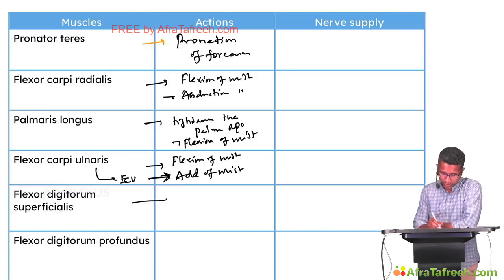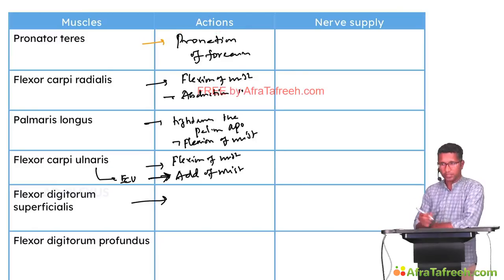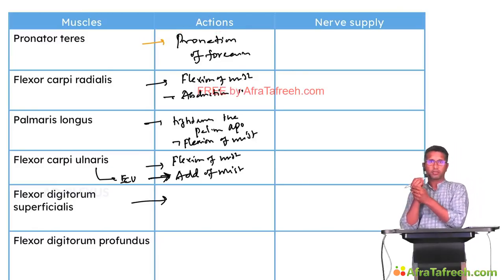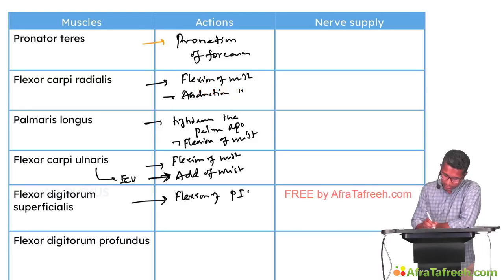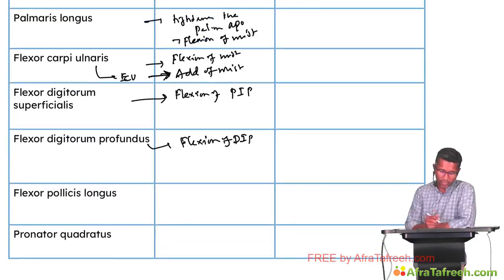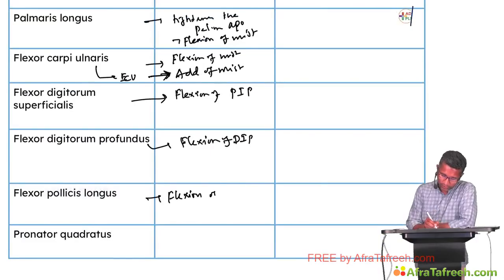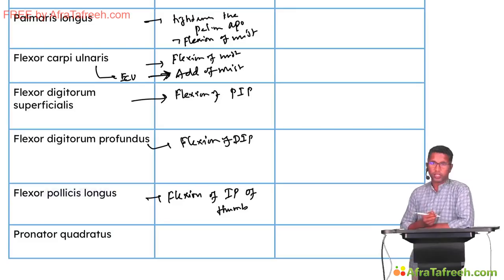So please remember flexor digitorum superficialis. It causes flexion of the metacarpophalangeal joint, and it mainly causes flexion of the PIP, the proximal interphalangeal joint. Flexor digitorum profundus causes flexion of the distal interphalangeal joint, and flexor pollicis longus causes flexion of the interphalangeal joint of the thumb. The interphalangeal joint of the thumb is mainly flexed by flexor pollicis longus.